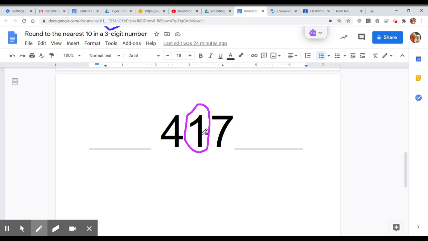I'm going to draw a circle around my tens place. So there's a 1. So 10 is just the number 10. And then I count 10, and my second number is going to be 20. My first number is 10. My second number has 2 tens. My second 10 is 2 tens, so 10 and 20. 17 is between 10 and 20.